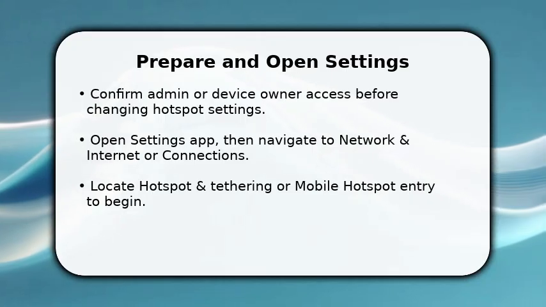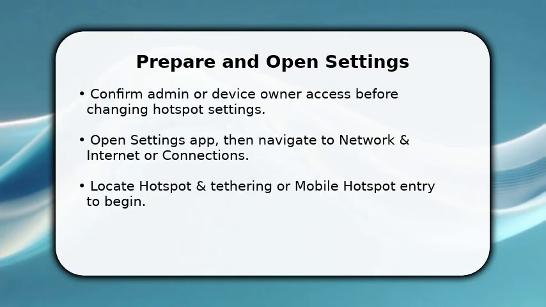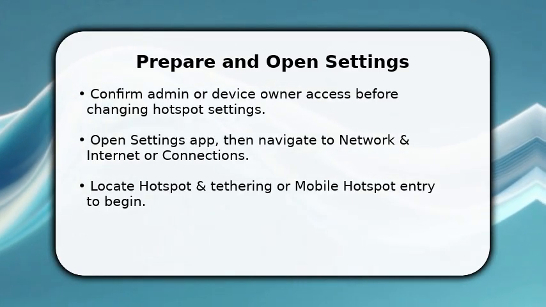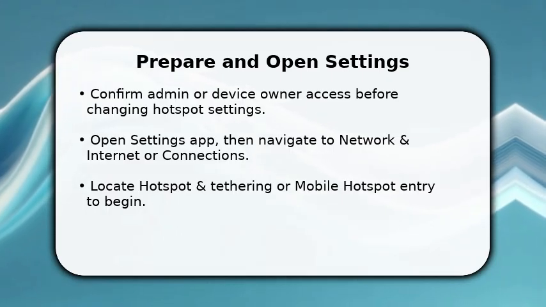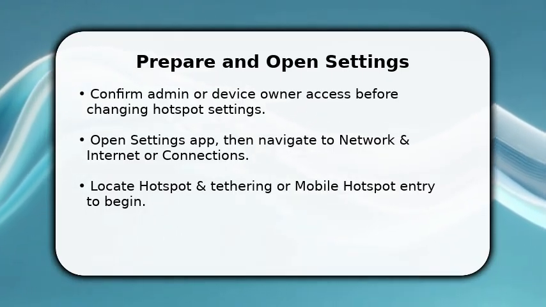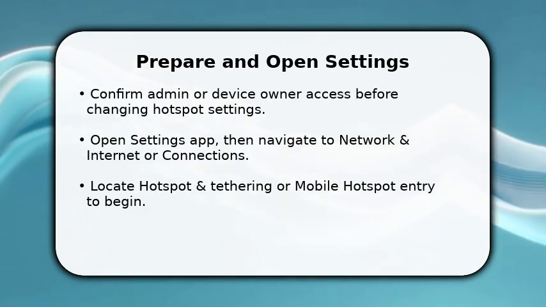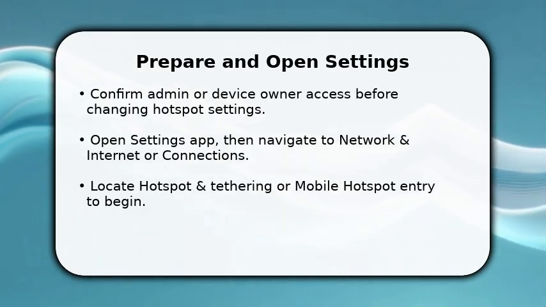You start by confirming you have the account or device privileges to change hotspot behavior. Once confirmed, open Settings and go straight to Network and Internet or Connections. This is where tethering controls live. Tap Hotspot and Tethering or Mobile Hotspot to reveal the hotspot controls and notification options.